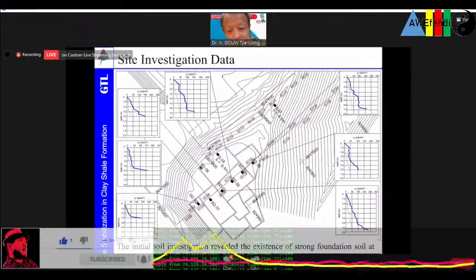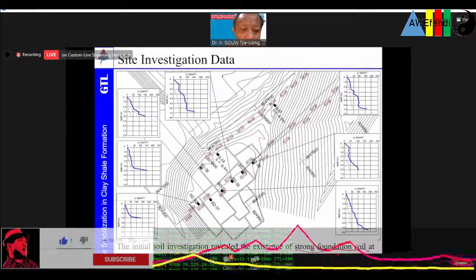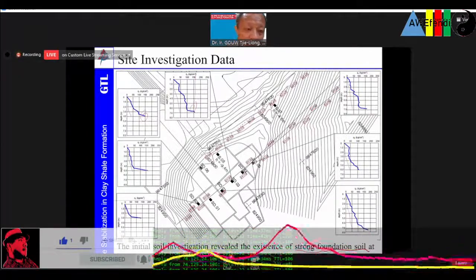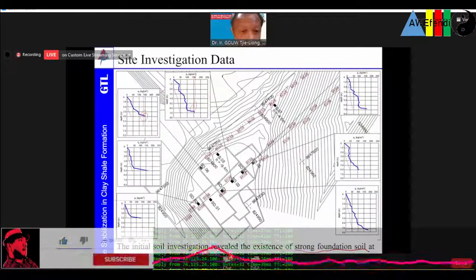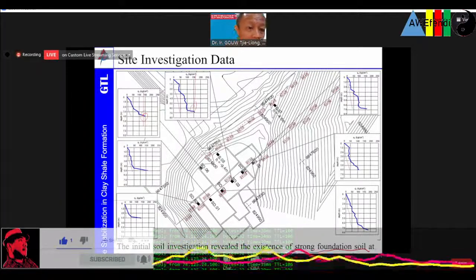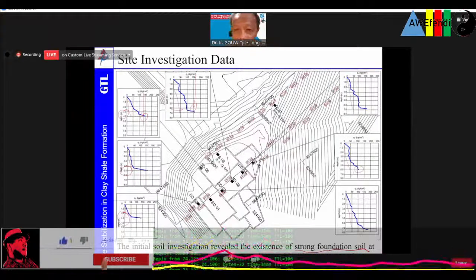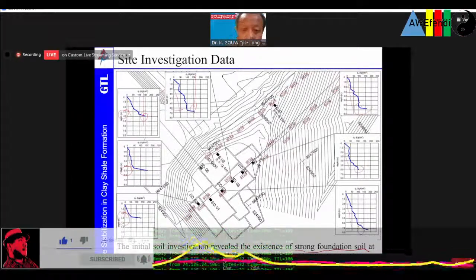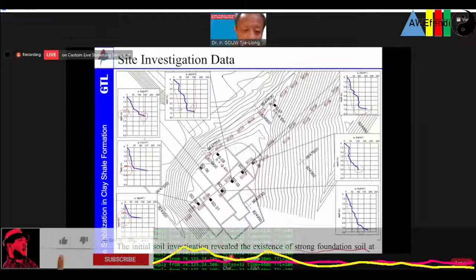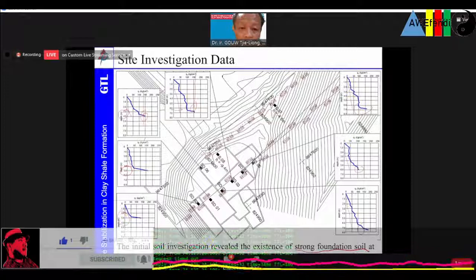The initial soil investigation revealed the existence of strong foundation soil. Just 3 to 7 meter depth is already very strong. You see over here, the cone penetration test, CPT cone resistance, is already above 150. It's about 6 meters, 4 meters here also, 3 meters, all showing that the value is good. So it was indicated as soft rock with CPT cone resistance greater than 15 MPa and SPT blow count as high as over 60 blows per foot.